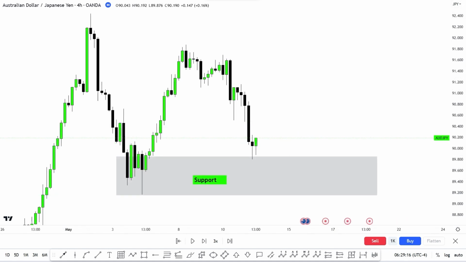Zooming in to get a closer look at the current price action, we can see that price is at the previous support level. The combination of price being at a previous support level and the presence of a bullish engulfing candlestick pattern adds strength to our bullish trade setup.